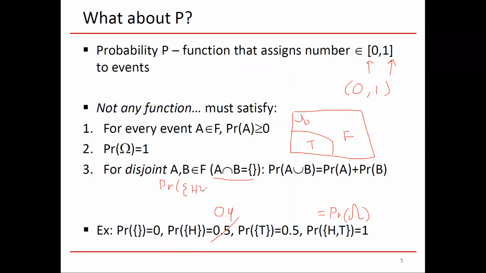and recall, the event is not just H. The event is the subset that includes the outcome H. H is an outcome, and the event is a subset of omega. Probability of H plus the probability of T, because they're disjoint, I have an arrow from the word disjoint to the equal sign. It's equal to the probability of the union.